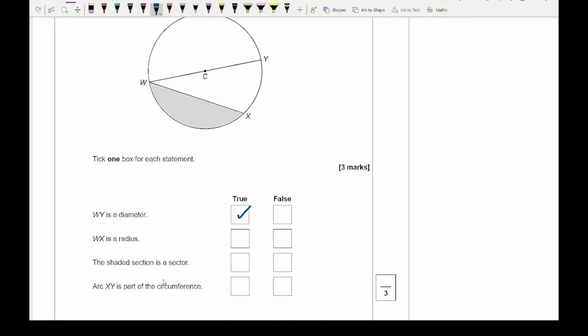WX is a radius, so WX is not the radius, so that is false. The shaded section is a sector. Well, it's not, because it's a segment. And the arc XY is part of the circumference, which it is. So that is true. So the correct statements you should be ticking is true, false, false, and true.